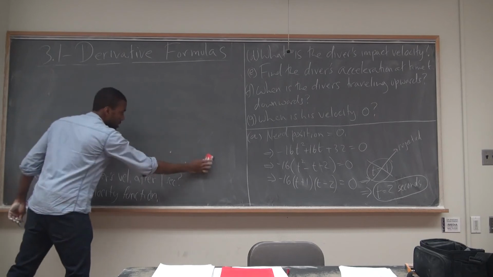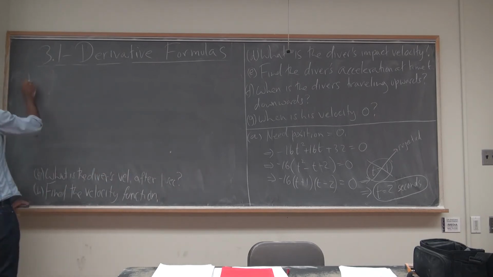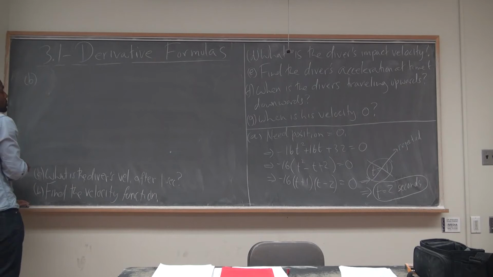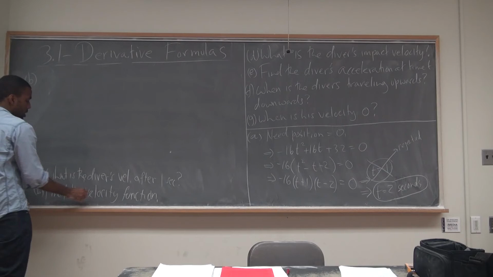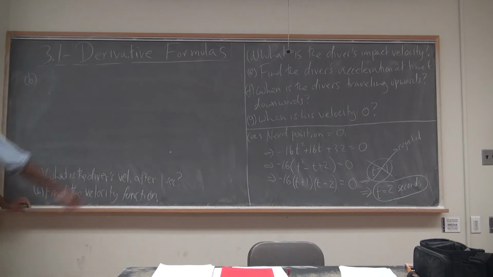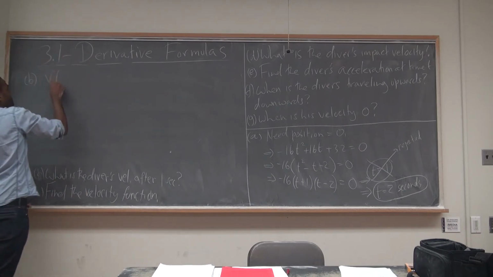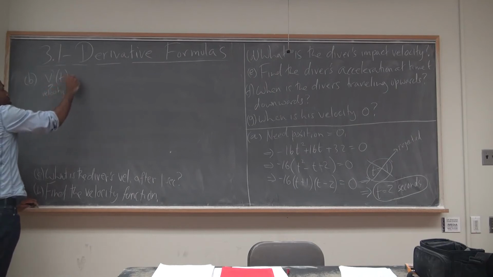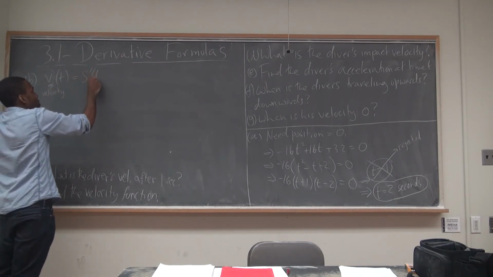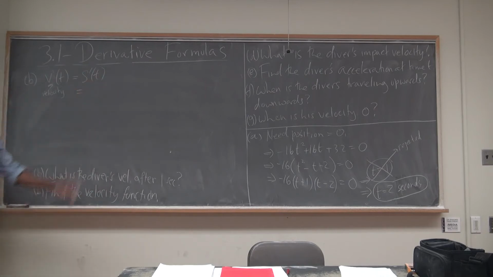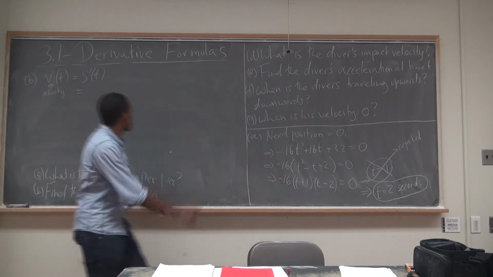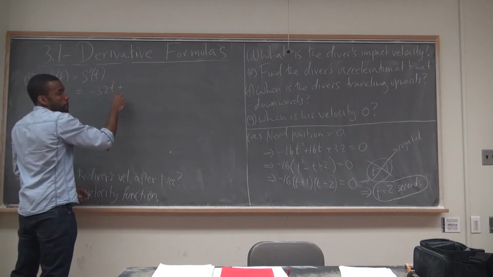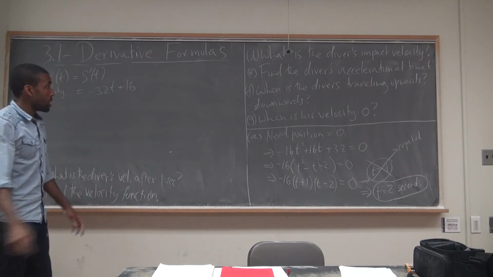A is gone. B. Find his velocity function. Would you plug in? The prime is the first derivative, the second derivative would be acceleration. Velocity is the rate of change of position. So this is just s prime of t, and now we know shortcuts. It's negative 32t plus 16, right? 32 is a constant. There isn't anything else.